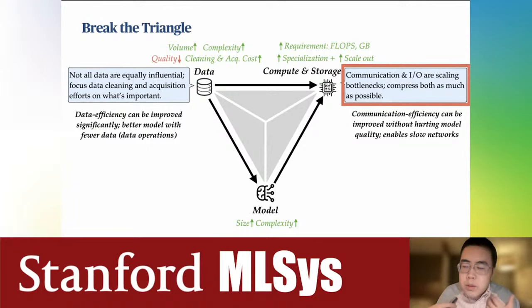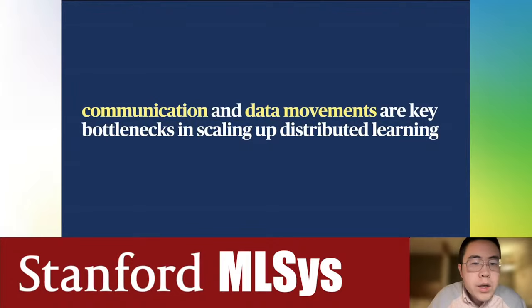So today I will focus on the second part. It's pretty much about training a model in a decentralized or distributed way over a very slow network. But again, do not forget about the data side, right? So why do we care about communication and data movement? We care about them because they are really the key bottlenecks in scaling up distributed learning systems today.